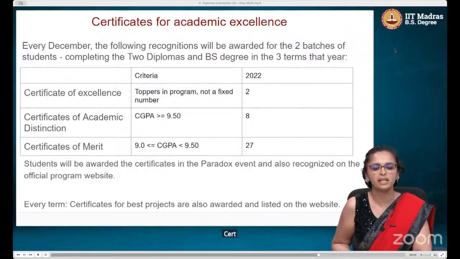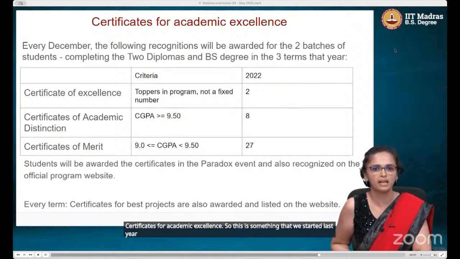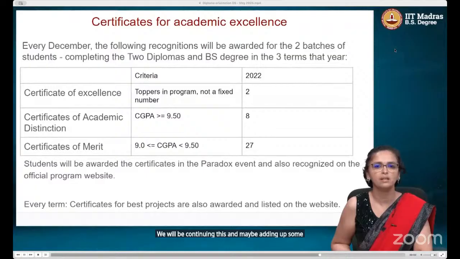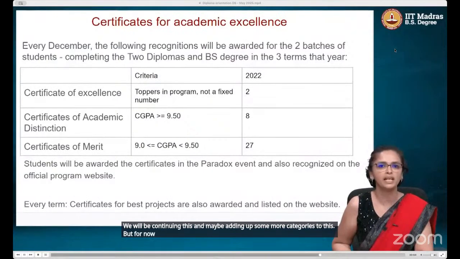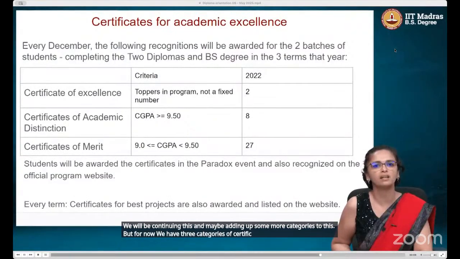Certificates for academic excellence. This is something that we started last year and we gave out in Paradox. We will be continuing this and maybe adding some more categories to it. But for now, we have 3 categories of certificates that we are awarding students.